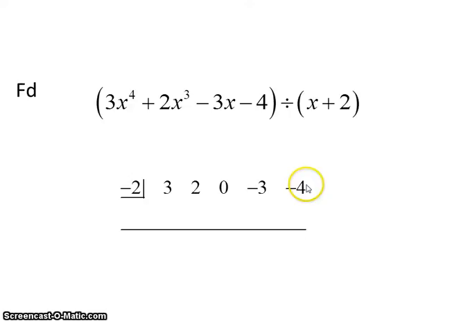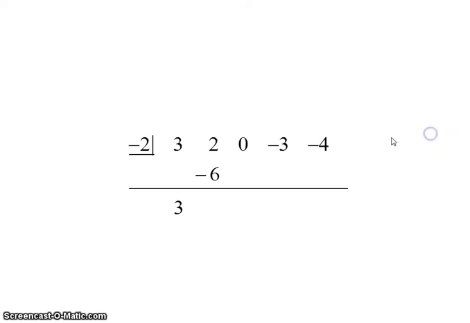And our top row is going to be the multipliers of the polynomial we're dividing into, and we have to put this 0 for the x squared term since it's missing, because we have to have all of our columns accounted for. This is our x to the fourth term, our x cubed, our x squared, our x, and our constant. So that's always the first step: put your number in the box and write your top row from the polynomial you're dividing into.